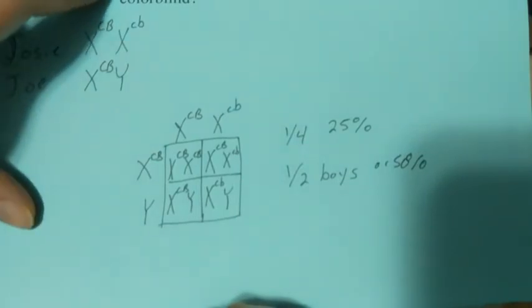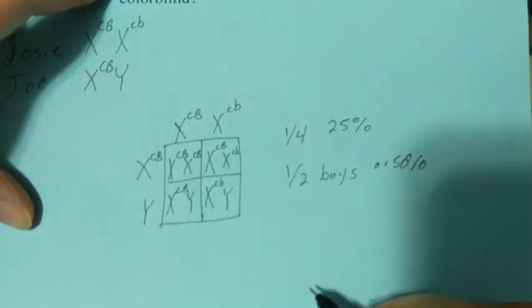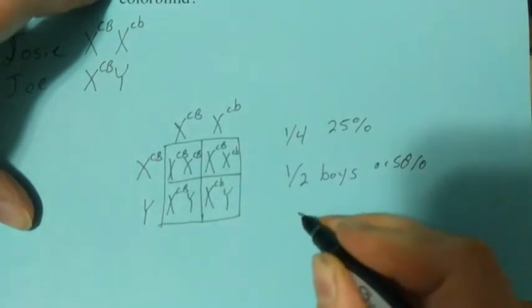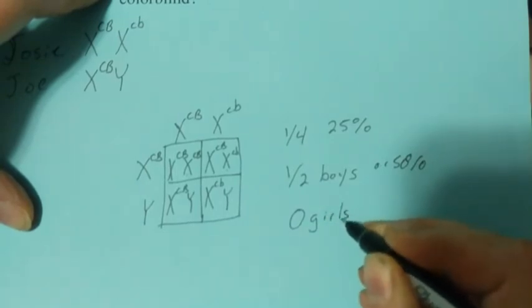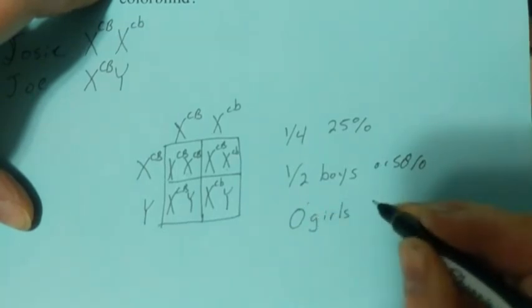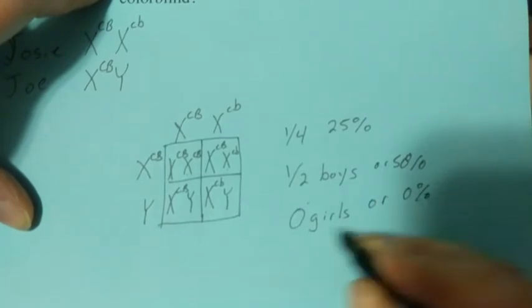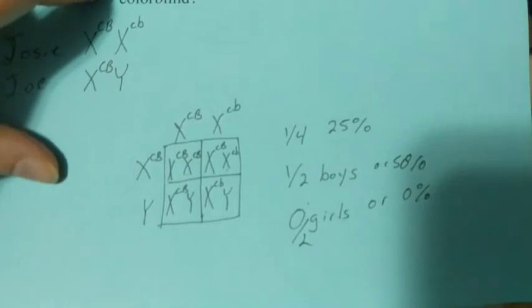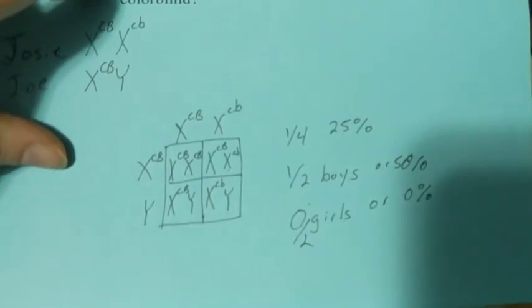The probability that their daughters will be colorblind. If we look there, both their daughters have at least 1 dominant copy. So 0 girls, or 0%, 0 out of 2 of the girls will be colorblind. Okay.